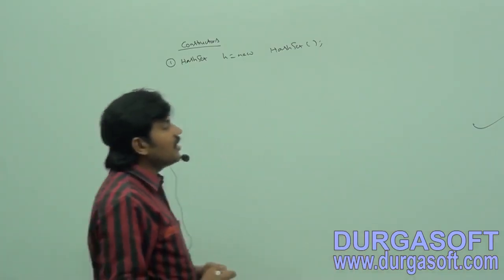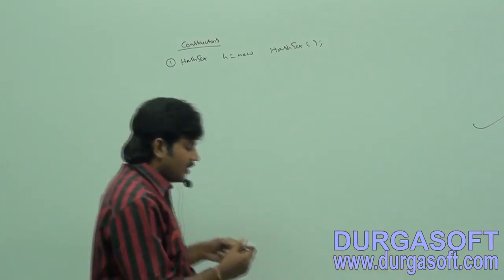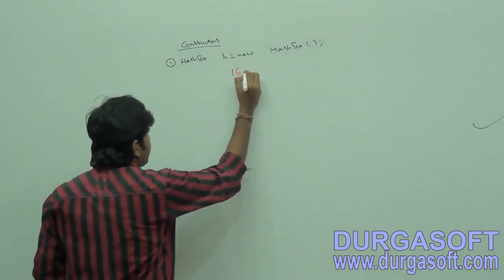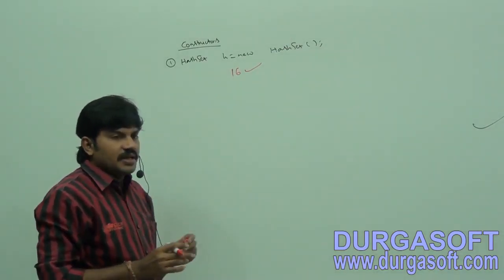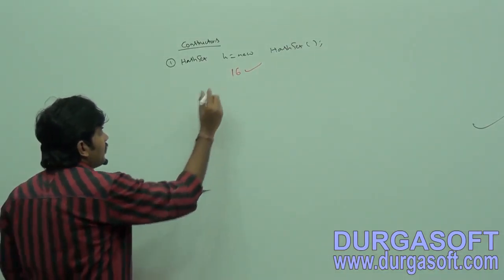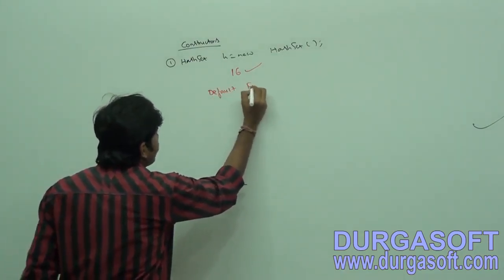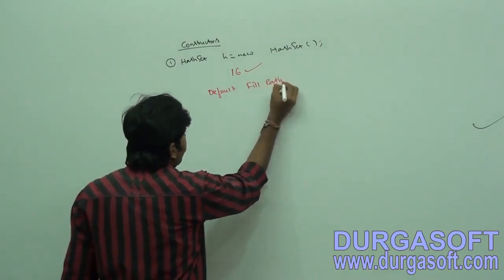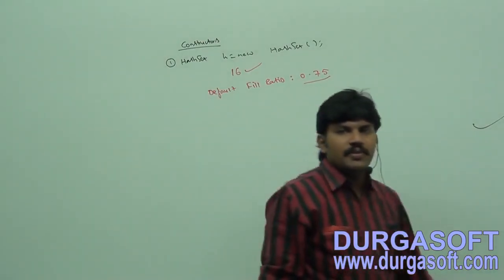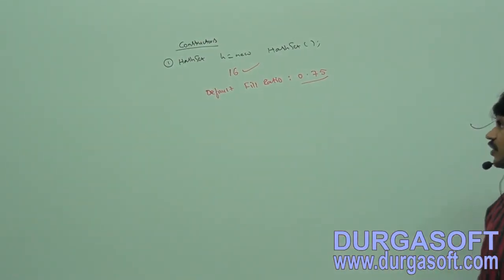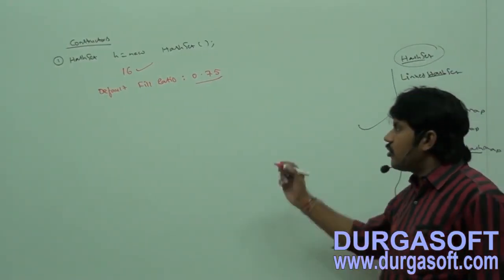But here, what is the default initial capacity? The default initial capacity for a HashSet is 16. And the default fill ratio is 0.75. Immediately you may get a big doubt: the default initial capacity is 16 and the default fill ratio is 0.75.